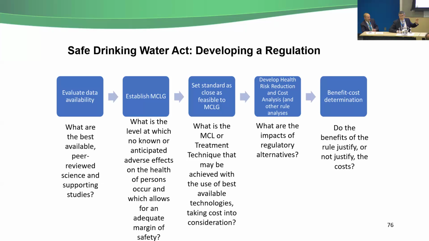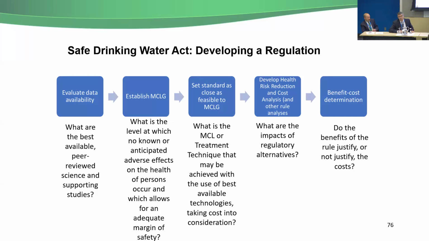The most conventional standard we set is referred to as an MCL. That's a maximum contaminant level that's measured at the entry point to the distribution system after the water is treated, before it goes into the distribution systems. There's exceptions to that, like the lead and copper rule that we just talked about briefly.